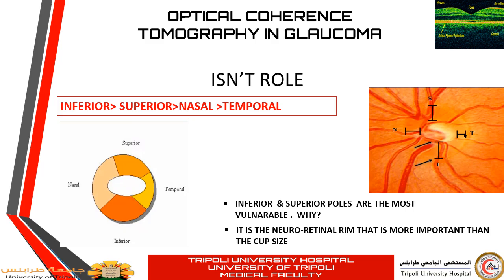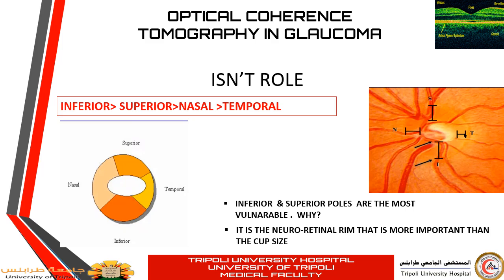Now, if the ISNT rule is respected, you will find the cup is horizontally oval. However, if you find a vertical oval cup, this indicates that there is thinning of the inferior or superior pole, and this means that the ISNT rule is not obeyed, and at that time your patient is a glaucoma suspect.